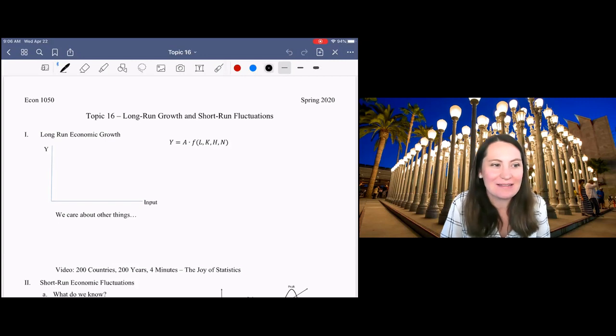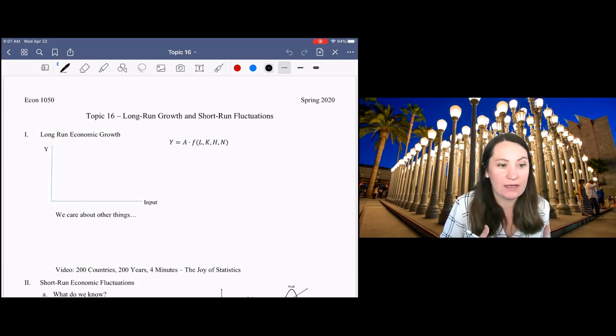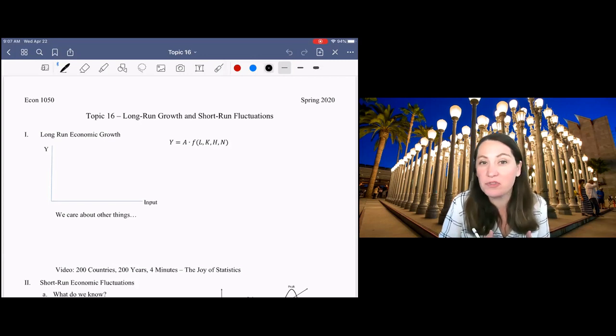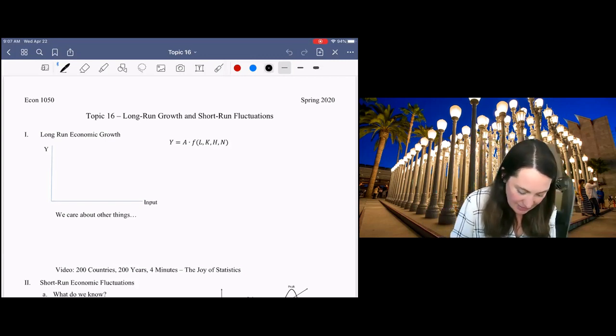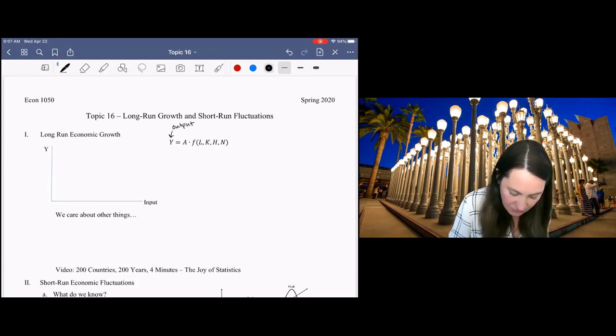All right, we're gonna start out here talking about long-run economic growth. So if we were in an upper level course, we would define a production function for our economy and then think about how growth happened within that economy. But here we're gonna just talk a little bit about what those production functions would look like without getting into the math. So here you can see I have a function, output is equal to some function of my inputs.